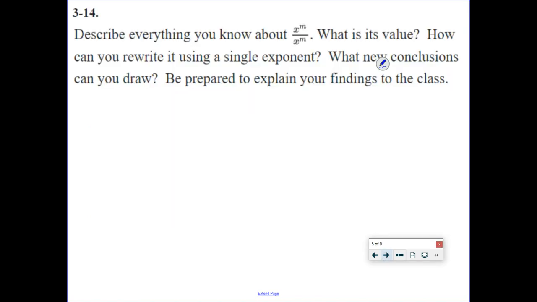And here's today's problem. Problem 314. Describe everything you know about x to the m over x to the m. So please write 314 and write x to the m over x to the m. What is its value? How can you rewrite it using a single exponent? What new conclusions can you draw? Be prepared to explain your findings. Forget the explaining. You're not explaining anything, but think about it.